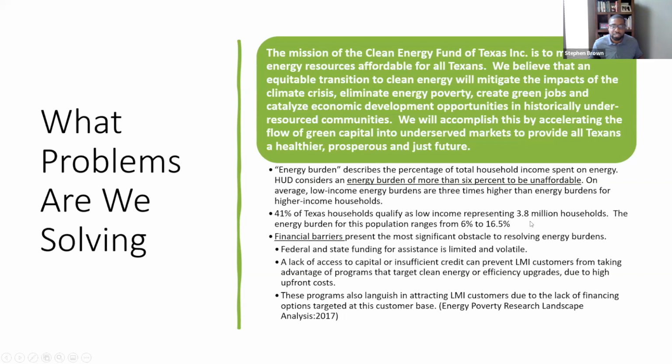There are about 4 million households whose energy costs are about 6 to 16% of their take-home income, and so that is a disproportionate share of energy, what's called energy burden. We are hopeful that if we can go in and deploy renewables and energy efficiency through affordable financing, we'll be able to chip away at that burden. And we do know that financial barriers are perhaps the largest barriers to eradicating energy poverty in the state. So that's one of the problems that we're focused on.